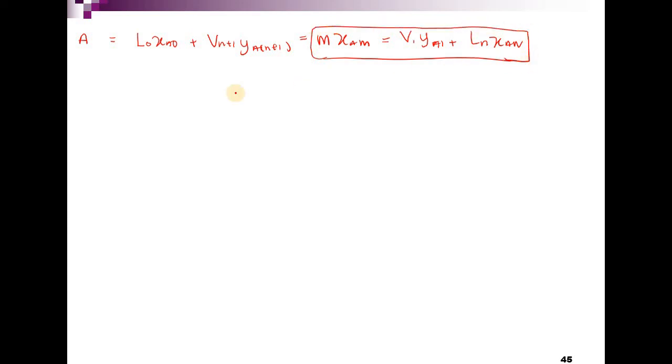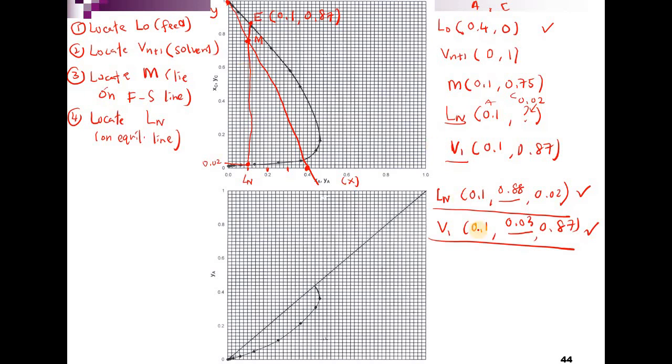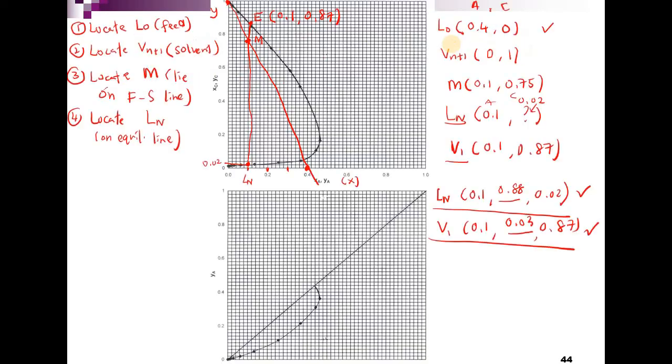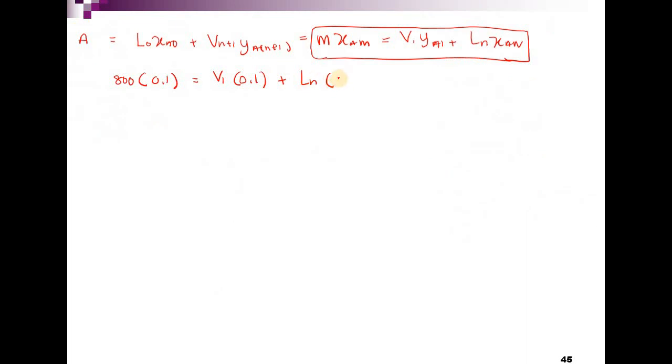So M we know is 800, XAM is 0.1. This is from the previous answer. V1 we want to calculate. YA1 is already found, YA1 is 0.1, plus Ln, the one that you don't know, XAn is actually 0.1. So 80 is equal to 0.1 V1 plus 0.1 Ln. So this is one equation, for component A.